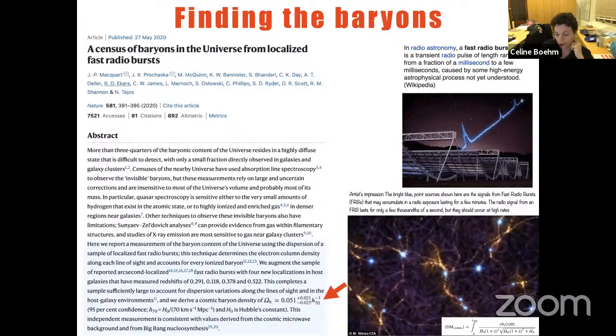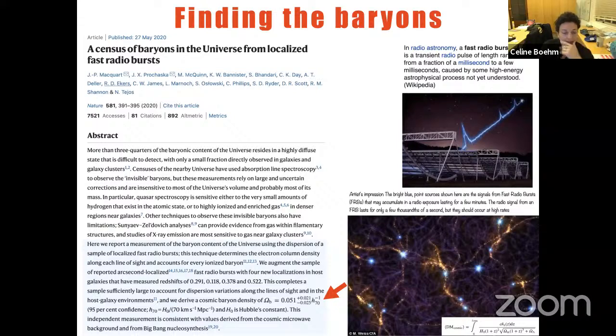But in the meantime, what was very interesting is that while the BBN prediction is in agreement with the CMB, it turns out that when you try to observe the baryons, you don't find them, you don't find the 5%. So for many, many decades, people were saying that actually, we can't even find 5%.